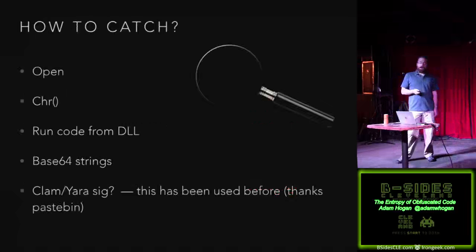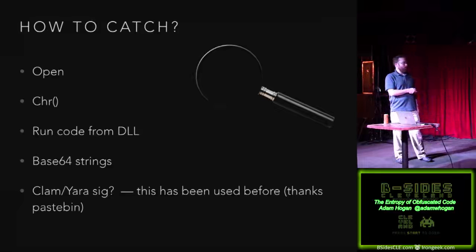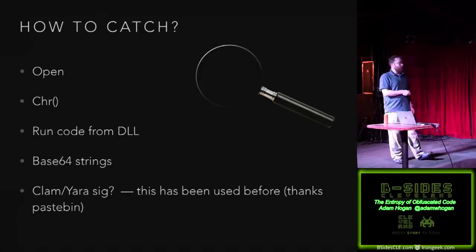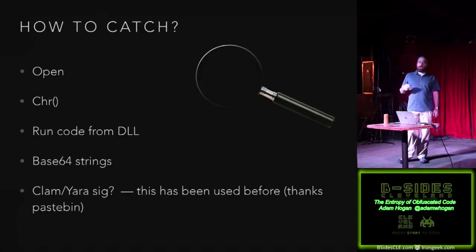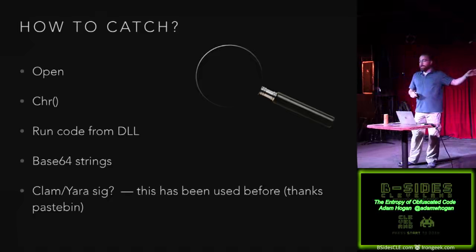Well, we saw that it's trying to open a file. If all that code executes is trying to open a file, we saw those functions. We saw an obscene number of those character functions. We see that it's trying to run code from a DLL. We saw a lot of base64 strings. And we can do a static signature. You can do a ClamAV signature or a YARA signature because this has been seen before. This was not a unique sample.